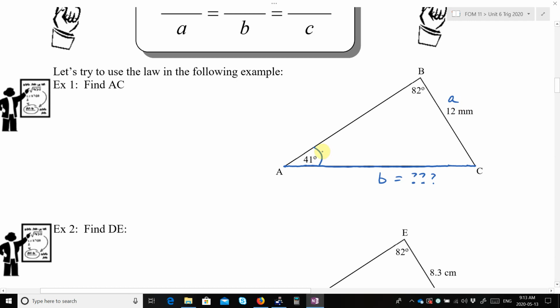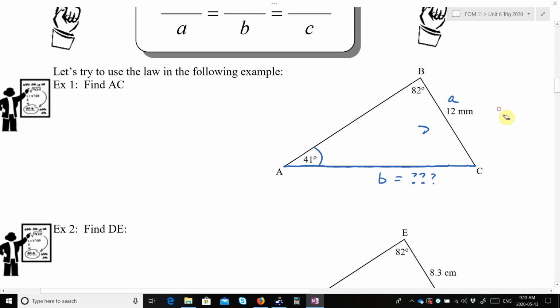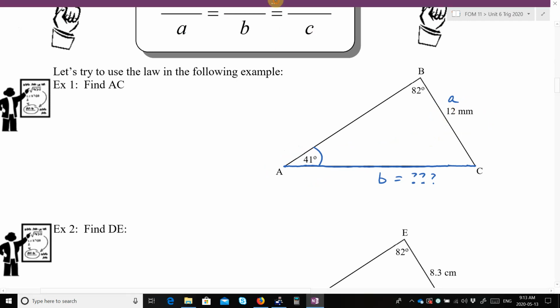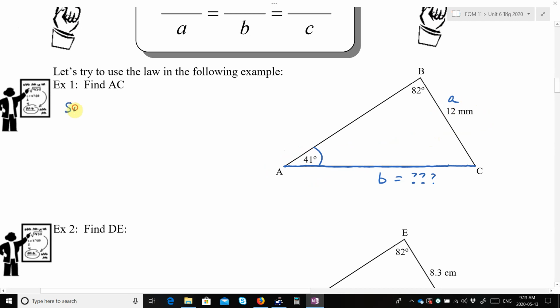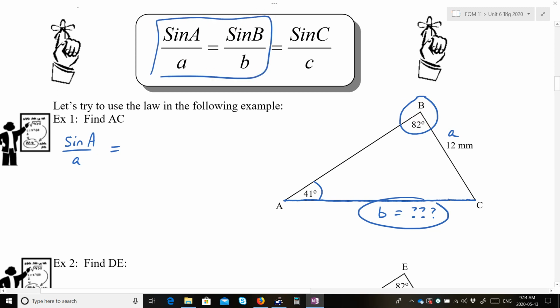And basically we can only use the sine law when we have what's called an angle-side relationship. When you know an angle and its opposite side, and then some other angle or some other side, then you can use the sine law. Okay, and so since we know capital A and little a, we can start off with the formula up above here. Sine A divided by A is equal to, we are looking for little b, and we have capital B, so we're going to use these two. And we will go sine B divided by little b.